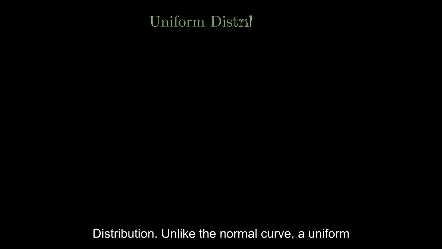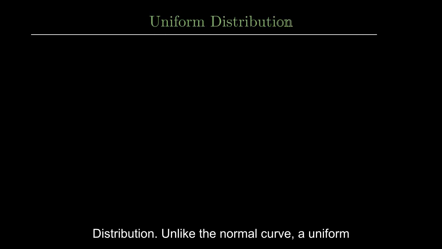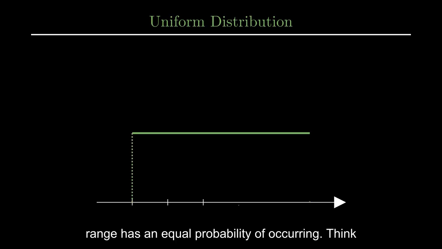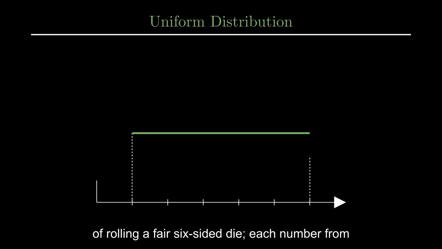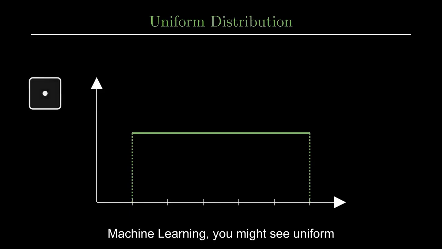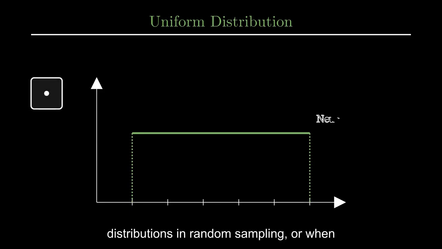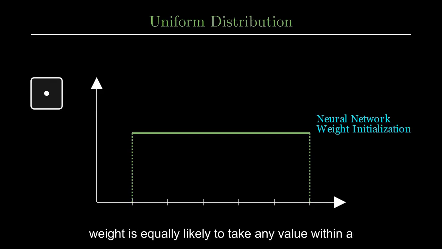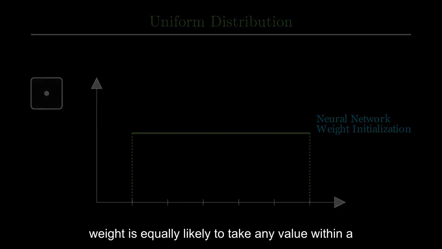Next, we encounter the uniform distribution. Unlike the normal curve, a uniform distribution means every outcome within a given range has an equal probability of occurring. Think of rolling a fair six-sided die. Each number from 1 to 6 has a 1/6 chance of appearing. In machine learning, you might see uniform distributions in random sampling, or when initializing weights in a neural network where each weight is equally likely to take any value within a specific range.